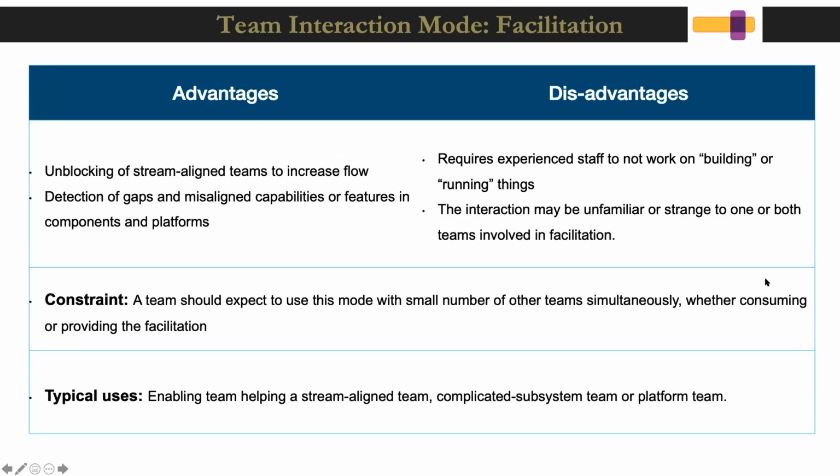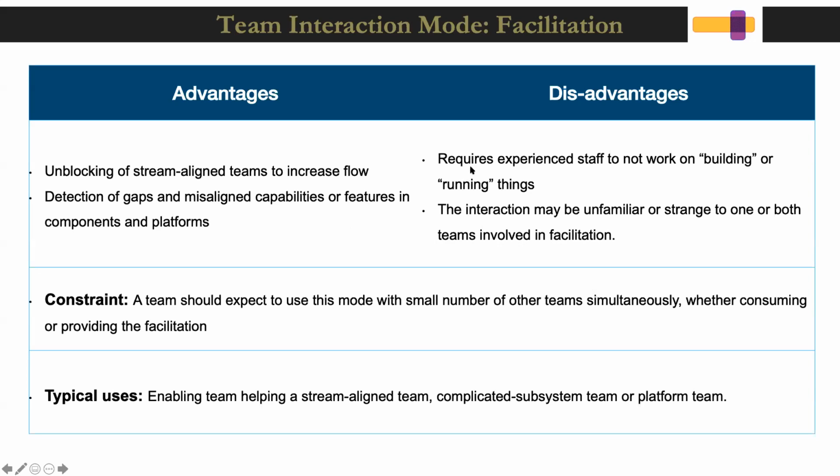Finally, let's look at the advantages and disadvantages of the facilitation mode. In this mode, as you can see from the overlap between the enabling team and the stream-aligned team, this indicates that there's probably some kind of blockage that the stream-aligned team is struggling with. And the enabling team, with their specialists and experts coming in, can help unblock and get rid of the impediment to increase the flow. Detection of gaps and misaligned capabilities of features in components and platforms. So now you're getting assistance from a group of experts coming in and trying to figure out what best they can do to enhance the flow.